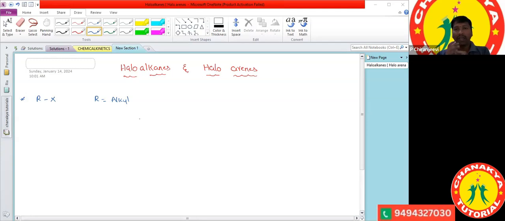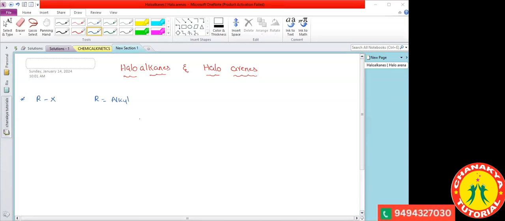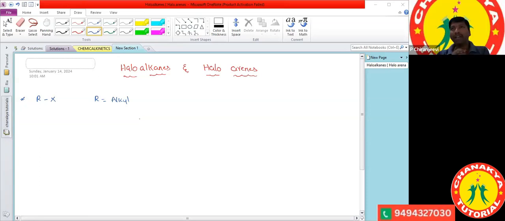And haloarenes, what is meant by haloarenes? Arenes are nothing but aromatic compounds. What is meant by aromatic compounds? What is the simplest example of an aromatic compound? Bonds which are cyclic and have conjugated bonds.